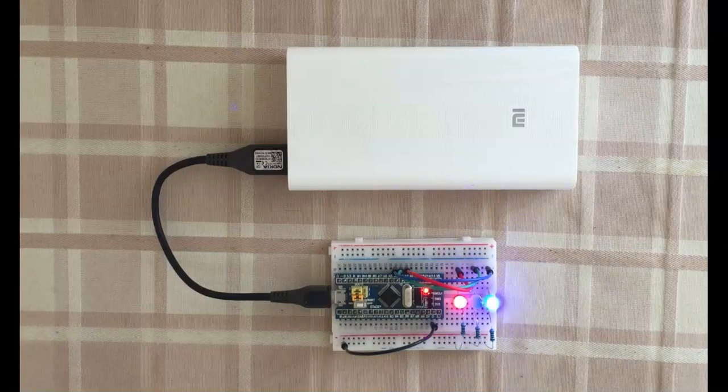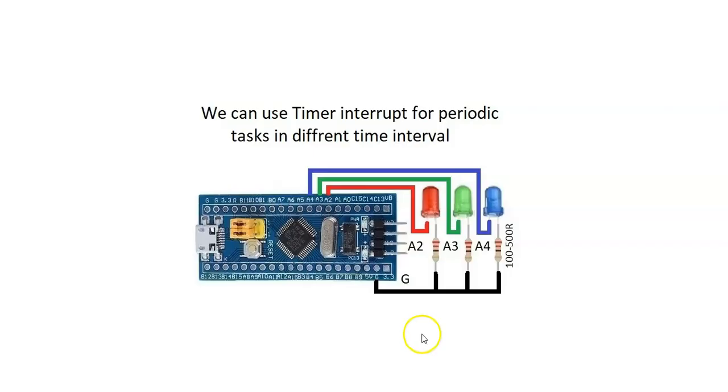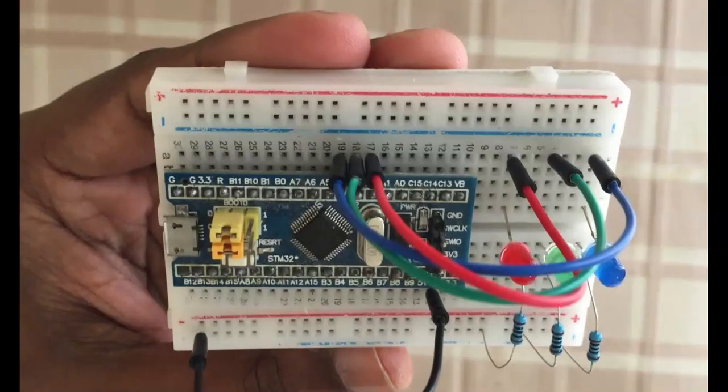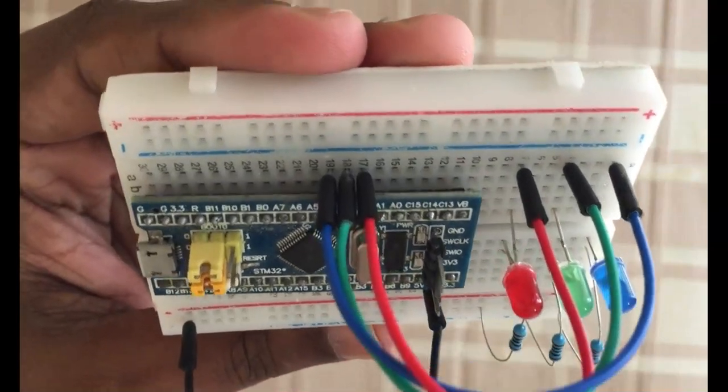Let's build this one. Wiring diagram is here. Short pin of LED connected through 100 to 500 ohm resistor to ground. Longer pin of LED connected to A2, A3 and A4. The wiring connection is like this.